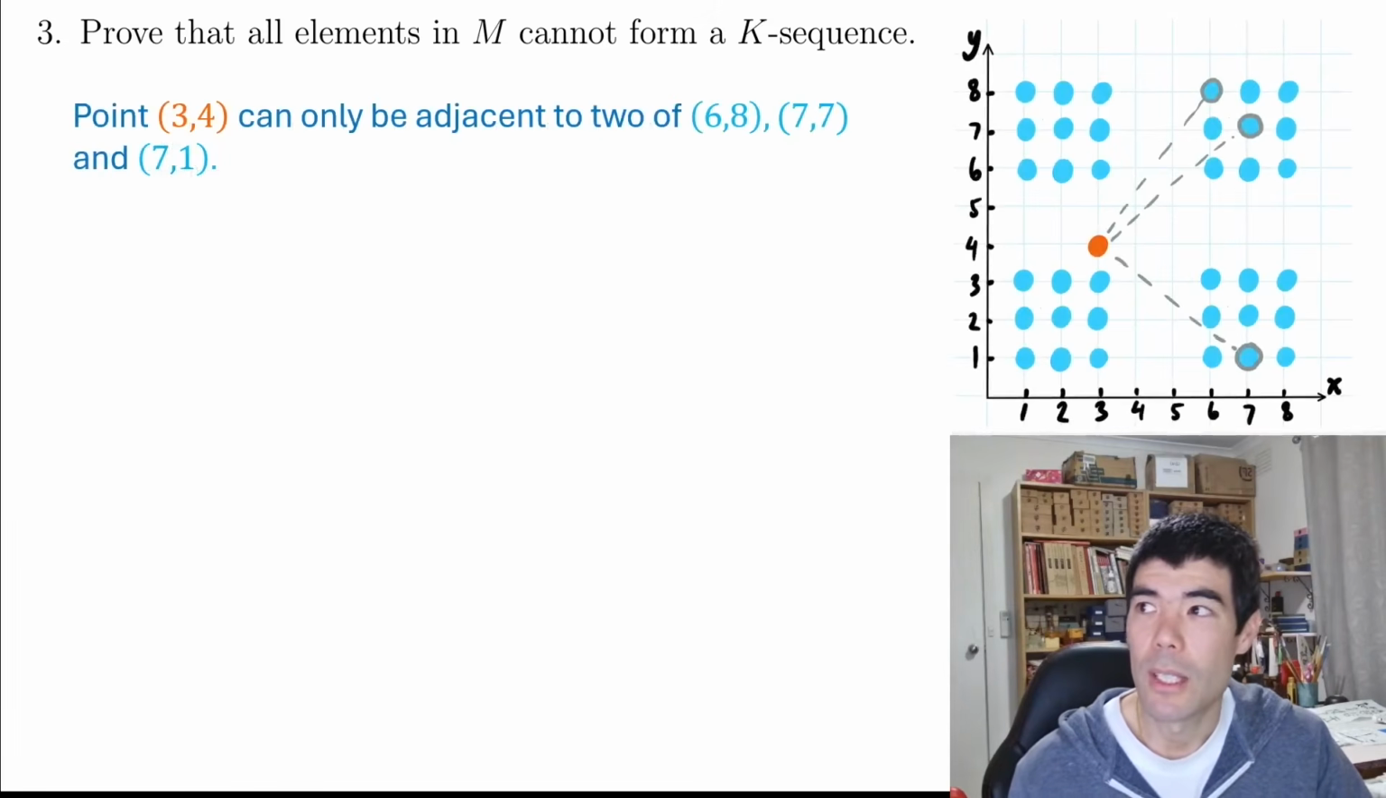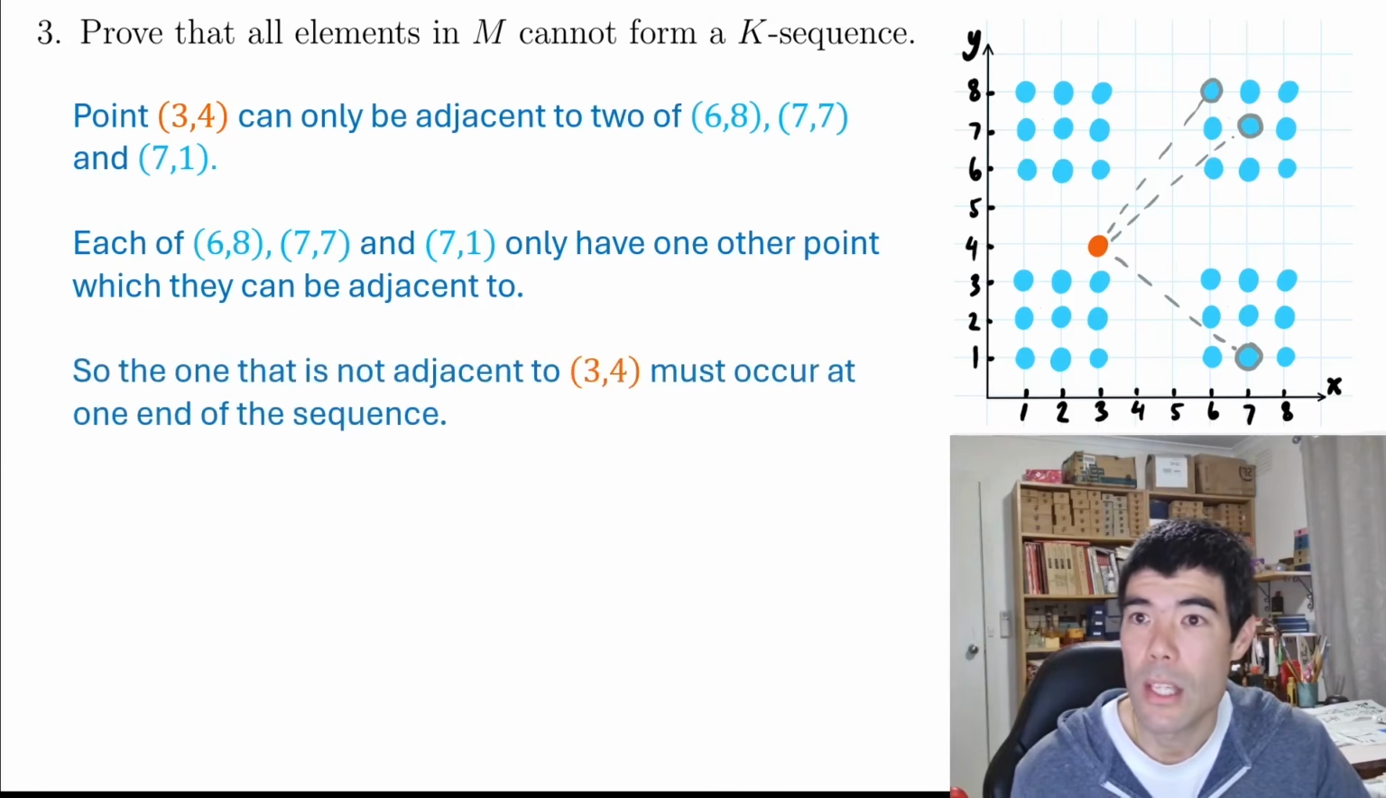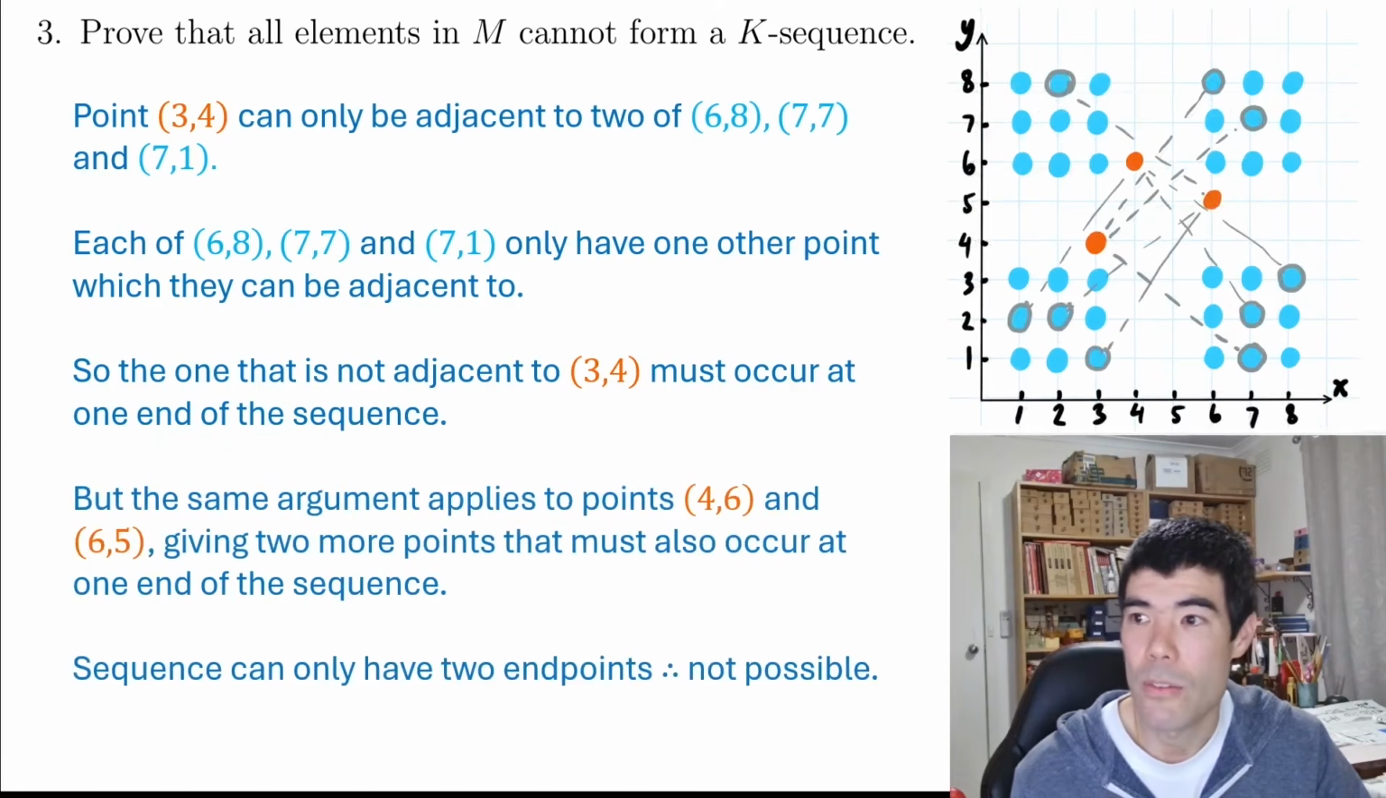So just to write that out a little bit more clearly, point 3, 4 can only be adjacent to 2 out of the 3 points 6, 8, 7, 7, and 7, 1. And each of those points only have one other point which they can be adjacent to. So the one that's not connected to 3, 4 must then occur at the end of the sequence. But that's a problem because we can only have 2 terms at the very end of the sequence. And we can essentially repeat the same trick from the points 4, 6 and 6, 5. It's going to give us 2 more points that must also occur at the end of the sequence. That's a total of 3, and a sequence can only have 2 endpoints. Therefore, the sequence is not possible.